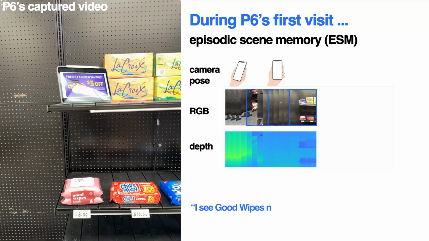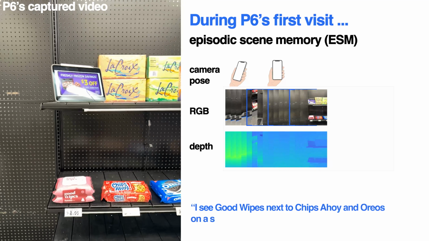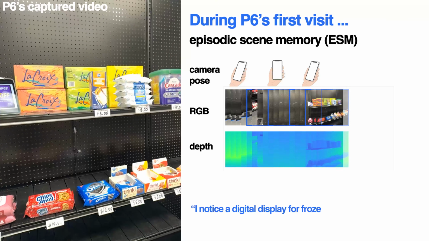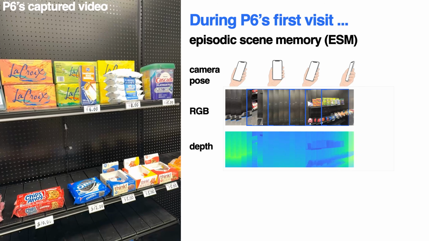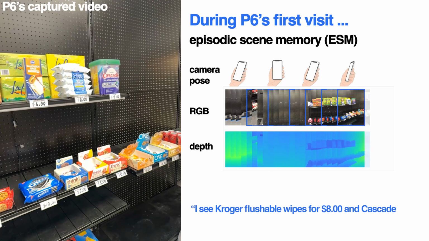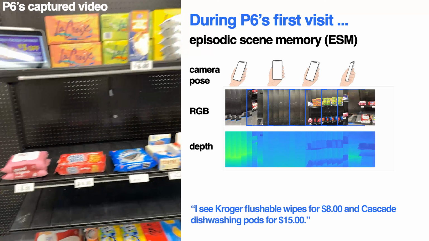I see good wipes next to Chips Ahoy and Oreos on a shelf. I notice a digital display for frozen pizza next to LaCroix. I see Kroger flushable wipes for $8 and Cascade dishwashing pods for $15.